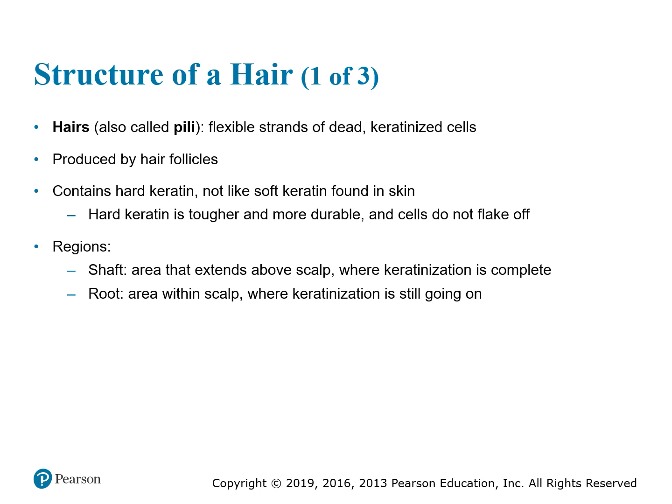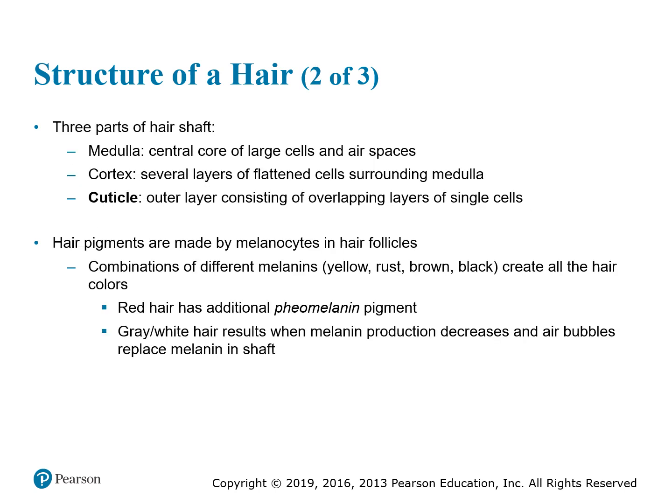And at this point, the keratinization is complete. The root is where the keratinization is actually taking place. So three parts of that shaft: the medulla, the cortex, and the cuticle. The medulla is a central core, and it's basically full of air. It's got these large, empty, flat cells and lots of air within.